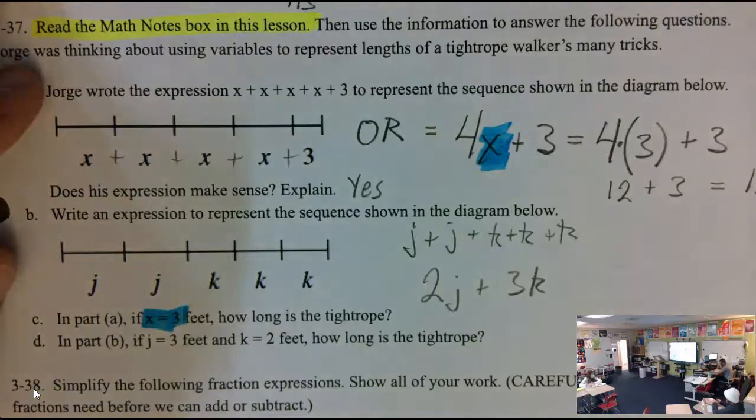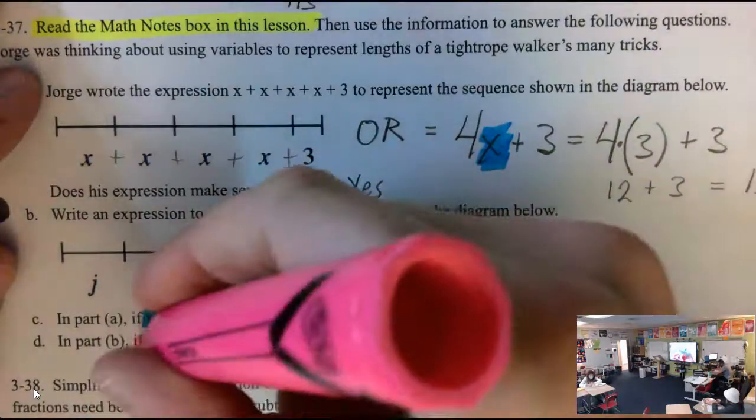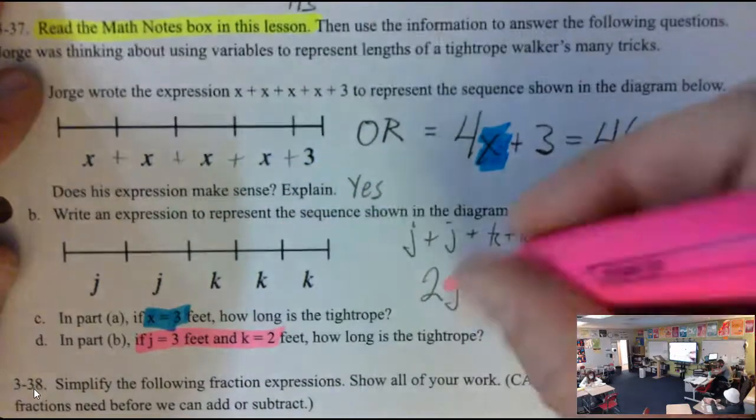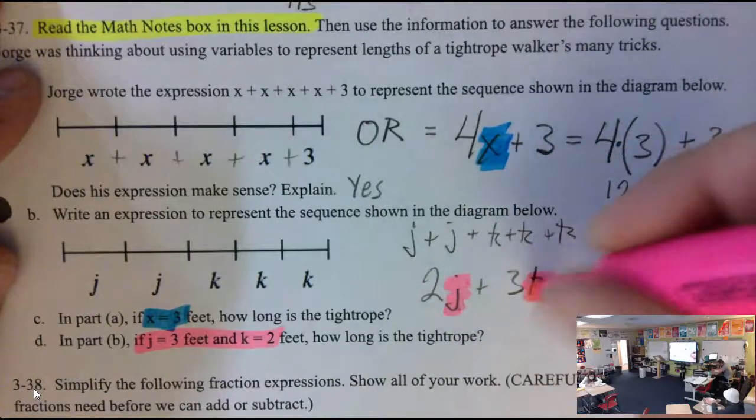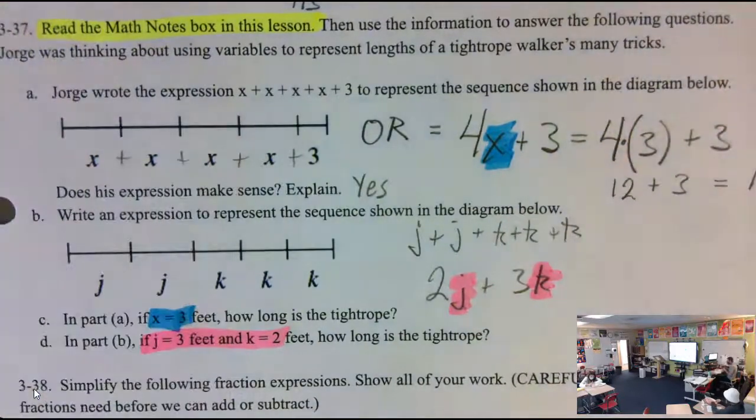I need you to do that down here for J and K, and no, I'm not just kidding. Ha ha ha. It's alright, my jokes are bad. Replace J with 3, replace K with 2.